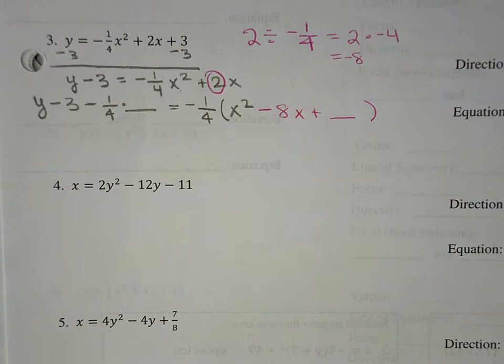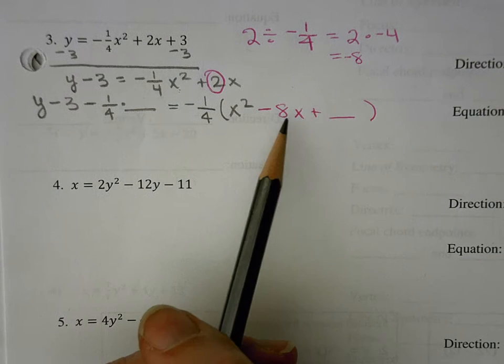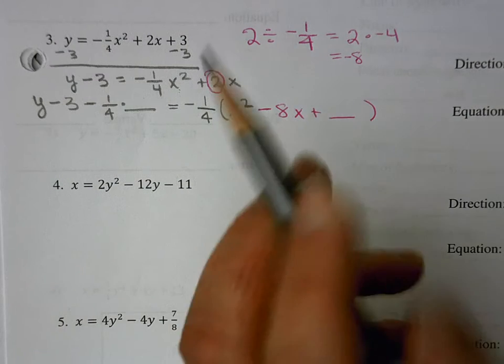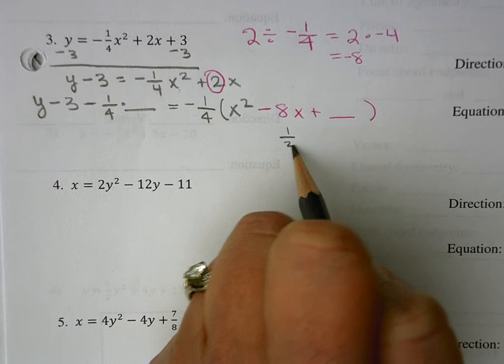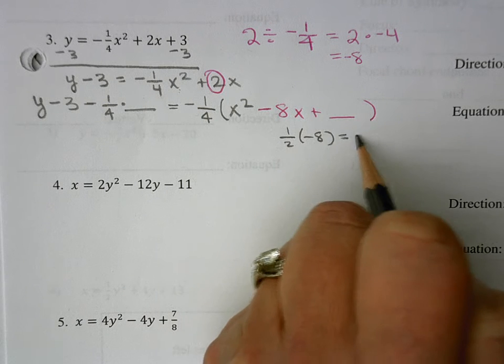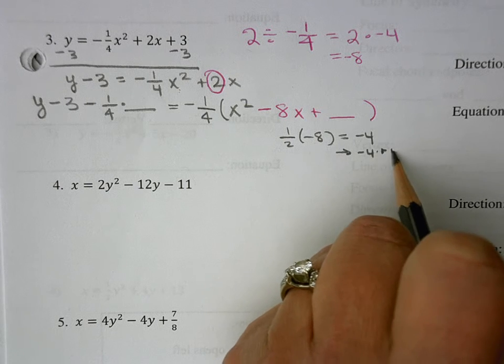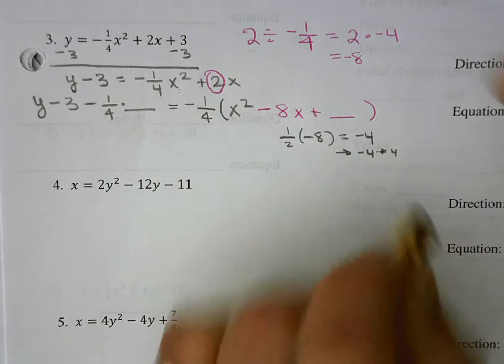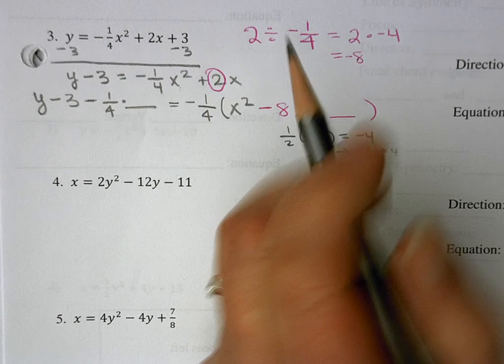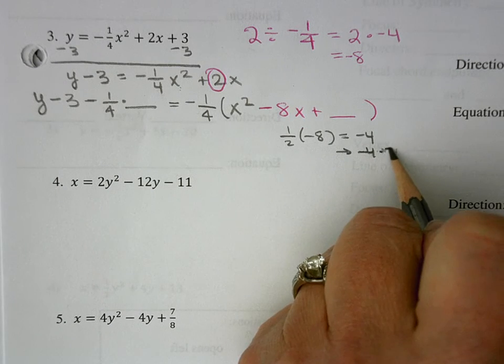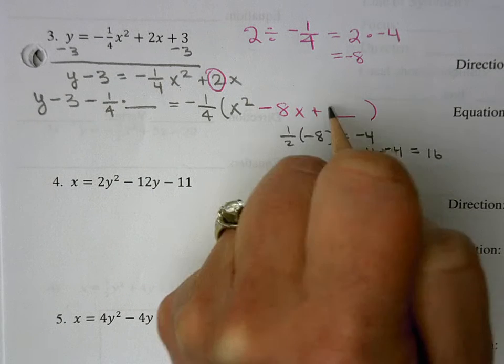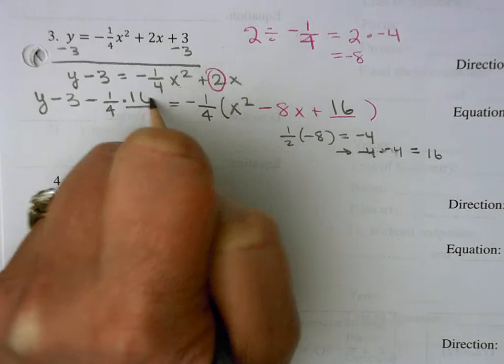Okay, so let's go ahead and complete the square. So I want to take half of negative 8, right? So I'm going to do half of negative 8, which is negative 4, and then times that by itself, or square it, right? Same thing. So negative 4 times negative 4 is positive 16, so I want to add 16 to both sides. Okay.